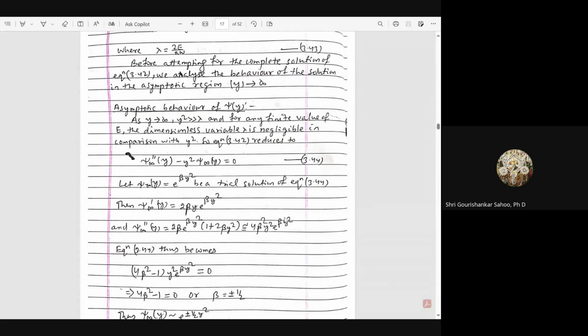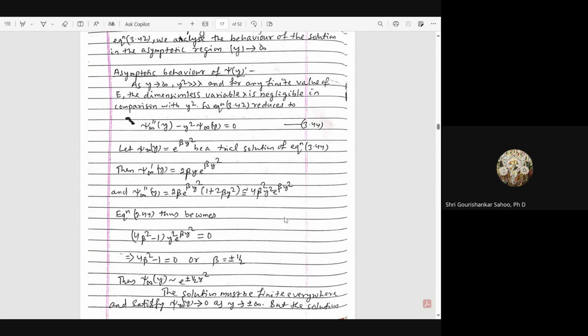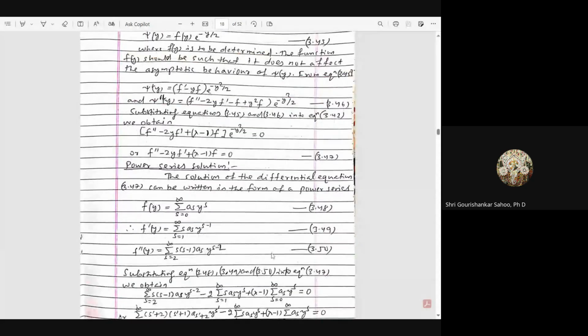The asymptotic behavior is described here. As y tends to infinity, y square is much greater than lambda, and for any finite value of E, lambda is negligible in comparison with y square, and the equation will reduce to psi infinity double dash minus y square psi infinity equals 0, where it is a function of y. So by solving this, you can arrive at the expression f double dash minus 2y f dash plus lambda minus 1 f equals 0. And you can solve it by the power series method.